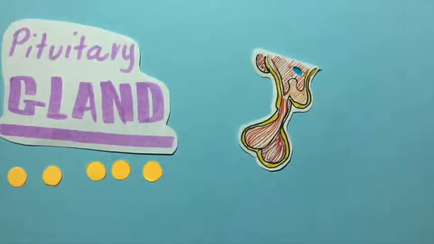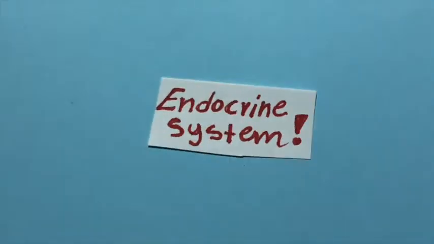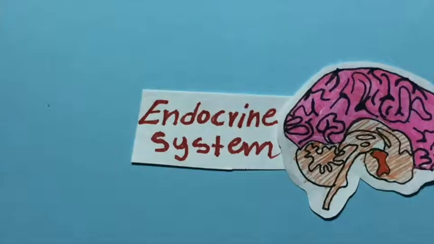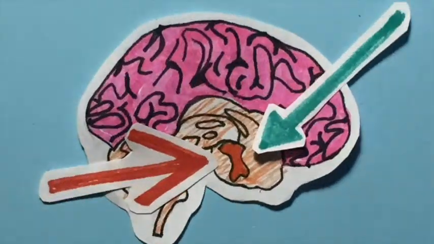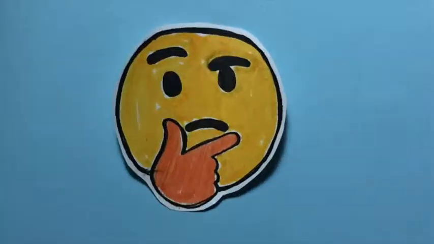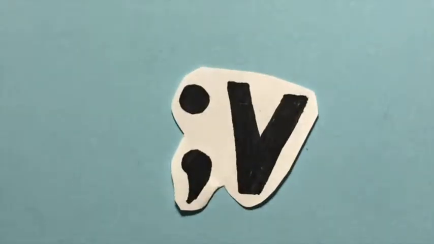Hi, I'm going to talk to you about the pituitary gland. This is your pituitary gland. It is part of the endocrine system and it is located at the base of your brain. Now you may be wondering, what is the pituitary gland for? Or you may not be wondering that, but I'm going to tell you anyway.